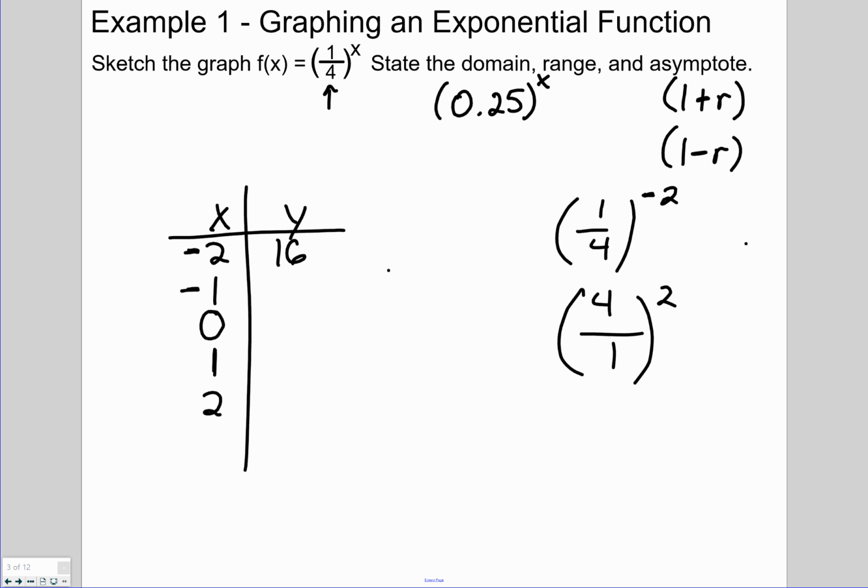What about for -1 then? 4. 0, anything to the 0 power is 1. And then to the first power is 1/4 or 0.25. Same thing, whichever one you want to write. And finally, squared then would be, what is that? That is the fraction. It's 1/16. Very good.